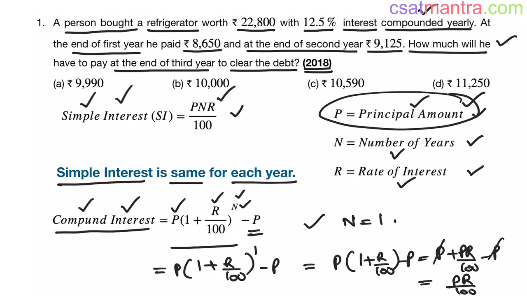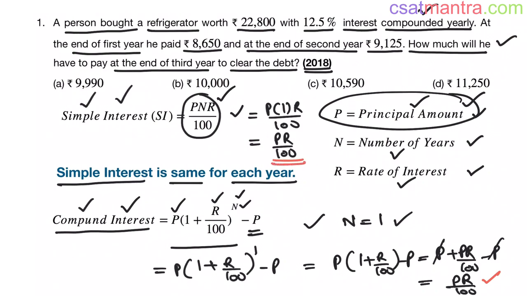Now let's see what is the simple interest for first year. N is equal to 1. Now if you put the value of N equal to 1 in this formula, we have P into 1 into R by 100. This is equal to PR by 100. Now if you observe, compound interest for first year is equal to simple interest for first year, my friends.